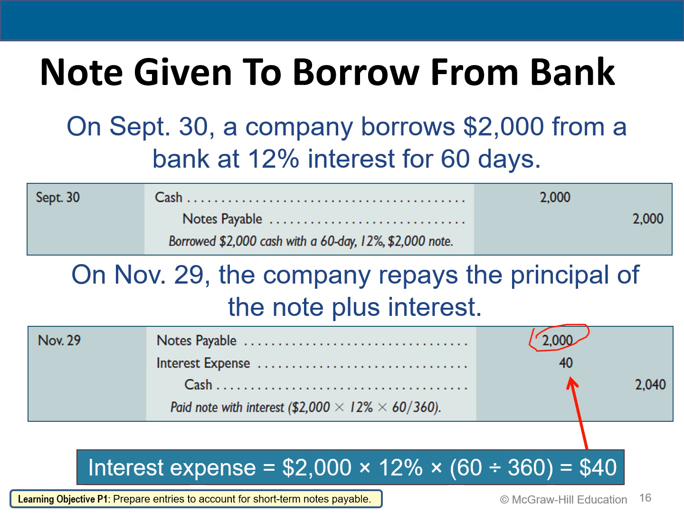That's that first one. And then we're going to record our interest expense, which is our $2,000 times 12% times 60 divided by 360. We're going to reduce our cash for the total of the two, which is our credit here of $2,040. Okay.